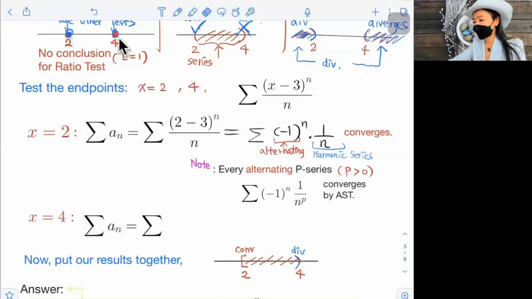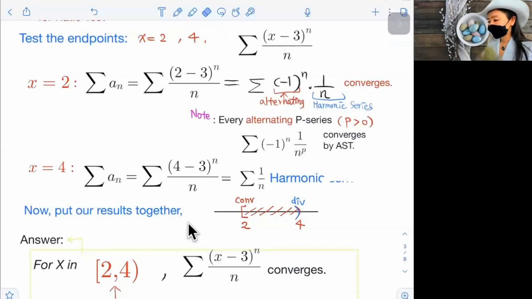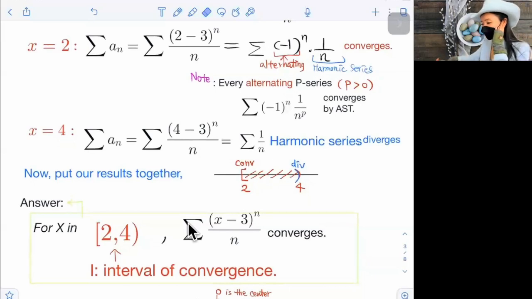Okay, let's substitute the other end. Remember we need to test the two ends. So when x equals 4, substitute 4 in here. What do you get? 1 over n. Yeah. So that's 1 over n, which is a harmonic series. So converge or diverge? It diverges, right? Yeah, it diverges to infinity, actually.